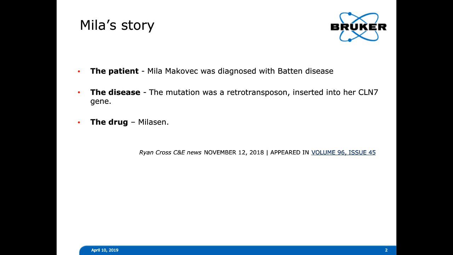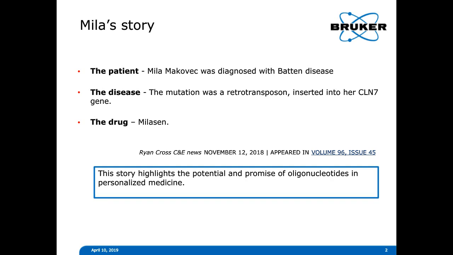Dr. Timothy Yu, a neurologist at Boston Children's Hospital, learned about Mila's story and led the development of a novel antisense oligonucleotide drug in record time, in less than a year. This story that appeared in CNN News last November highlights the potential and promise of oligonucleotides in personalized medicine. Having thus emphasized the importance of oligonucleotides, let's take a step back now to some very basic information.